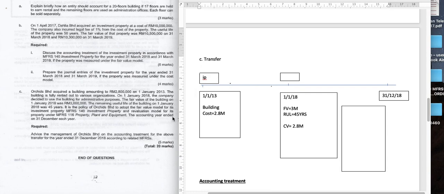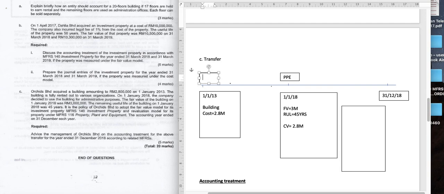Alright, and then on 1st January 18, the company decided to use the building for admin purposes. So 1st January, there was a transfer to PPE. This is IP. Alright, and then the fair value of the building on 1st January 2018 was 3 million. The remaining useful life of the building on 1st January 18 was 45 years. Alright, and then it is the policy to adopt the fair value model for its IP.